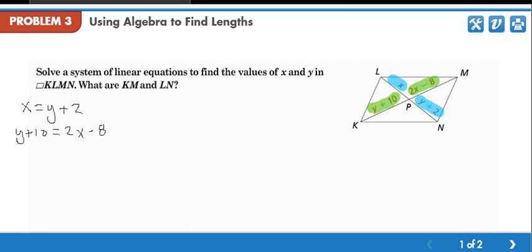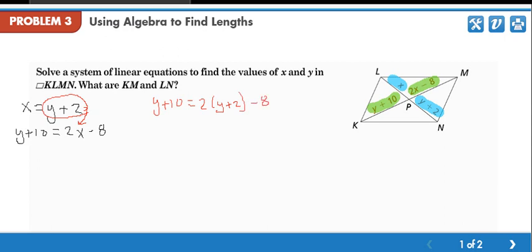So if you remember in algebra, when we had a system of equations, we used two methods, elimination and substitution. So what we can do with substitution is, if we know x equals this amount right here, we can take this and plug it in for x right there. So let's do that. We're using substitution in order to solve. So we get y plus 10 is going to equal 2, and we're going to plug in what x equals, which is y plus 2, and this is going to be minus 8.